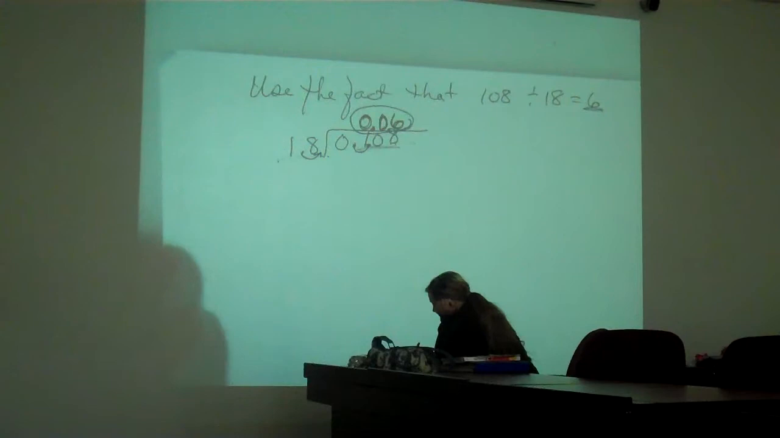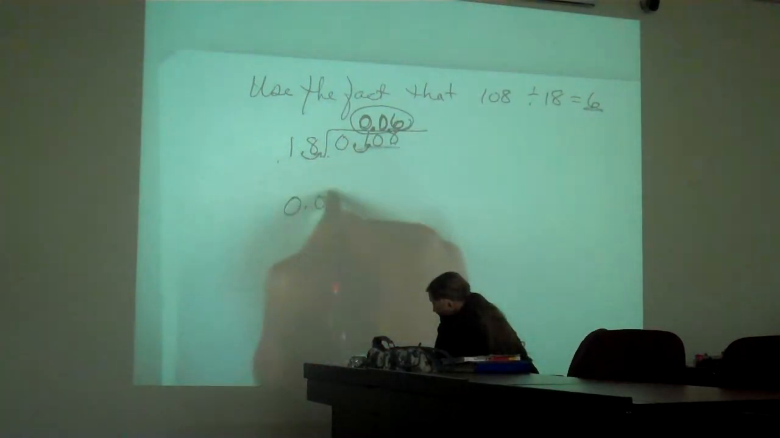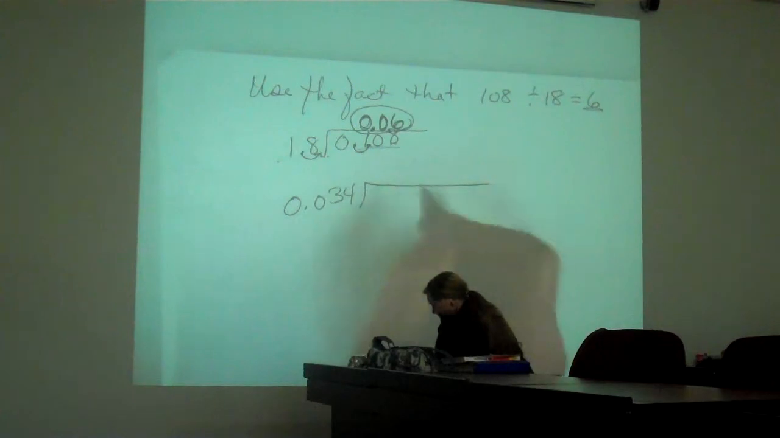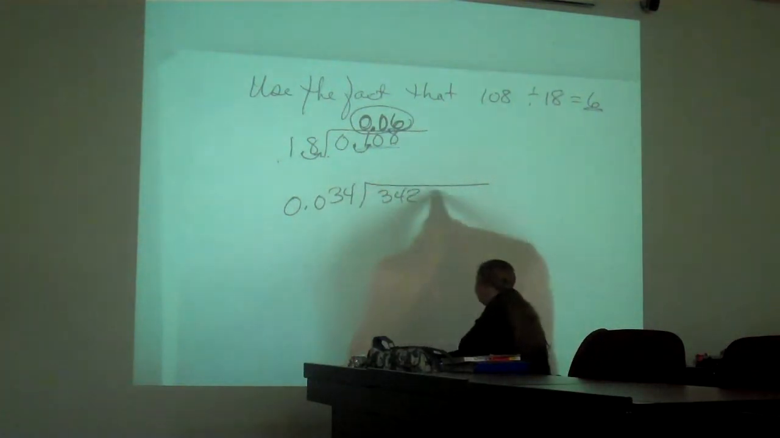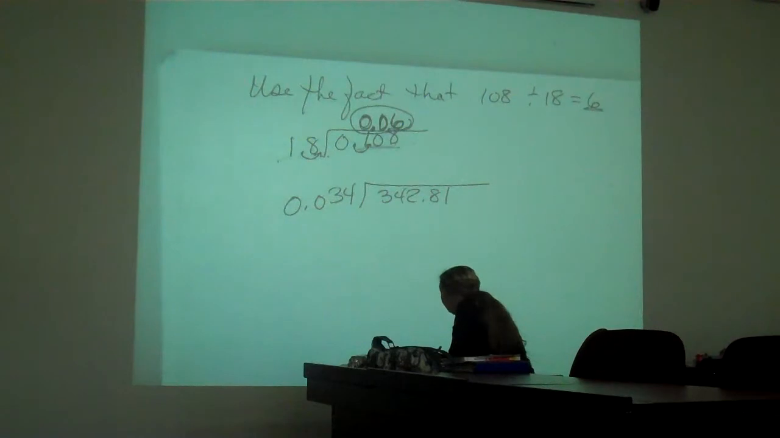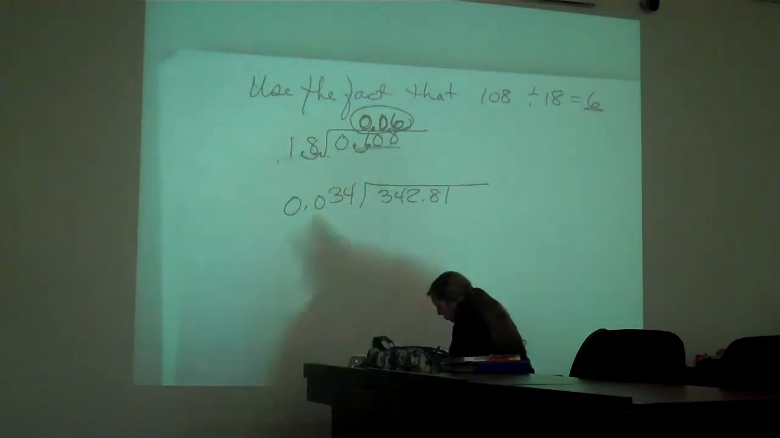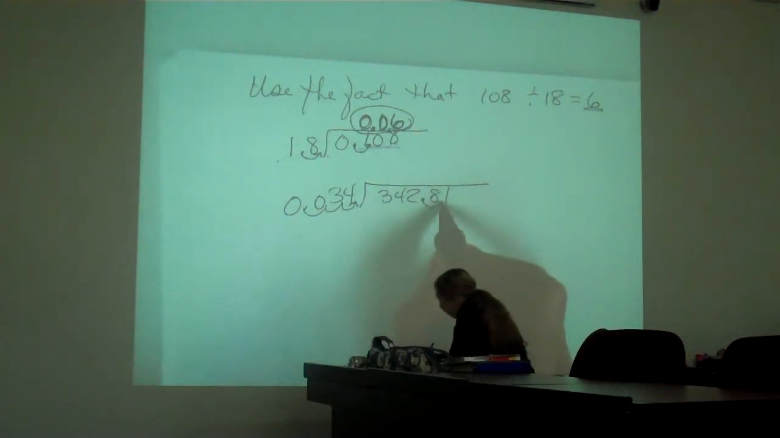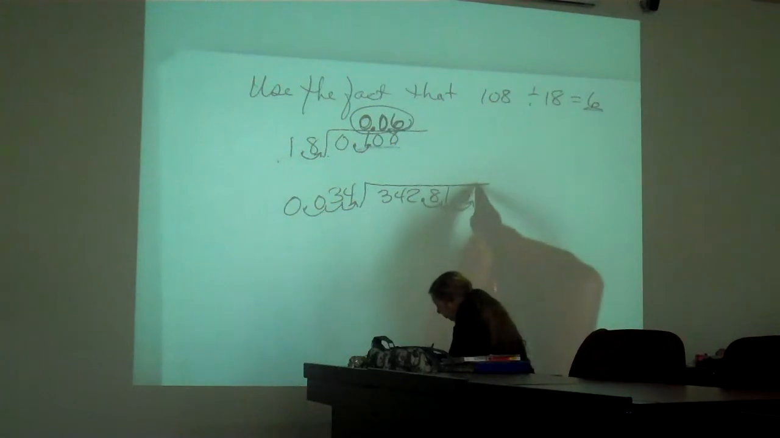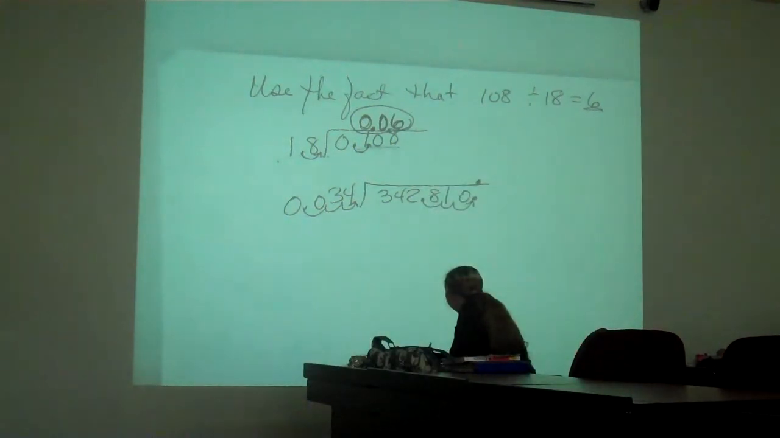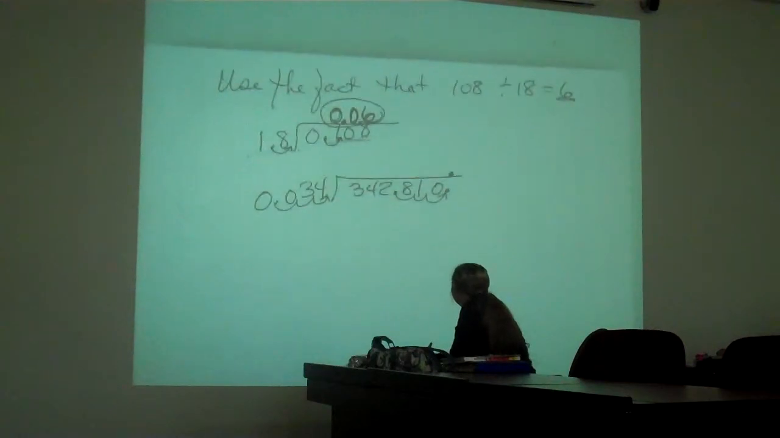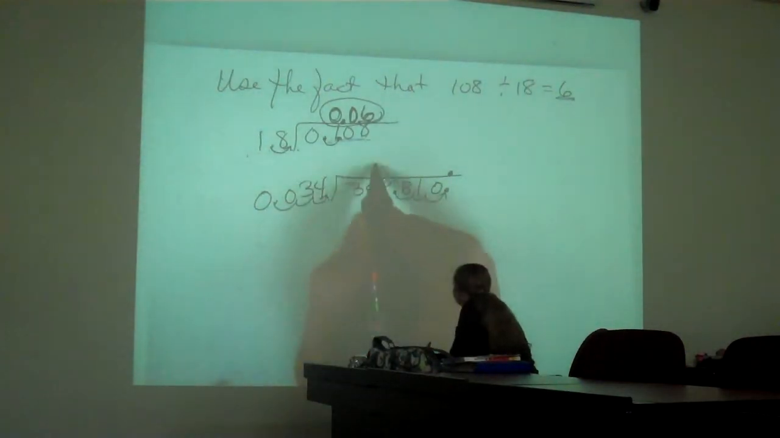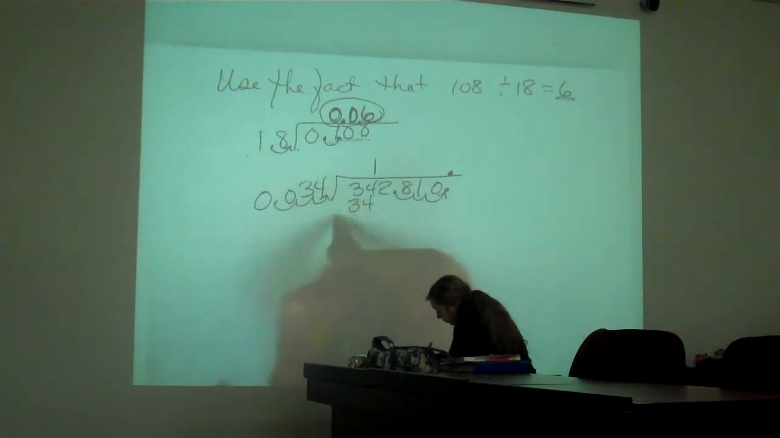Okay, let's do a little bit harder one. Let's do 0.034 divided into 342.81. We need to move the decimal on the outside 3 times: 1, 2, 3. So we need 3 times in here: 1, 2, 3. Our decimal is going to be here. 34 will go into 34 one time. That's the easy part, I guess.